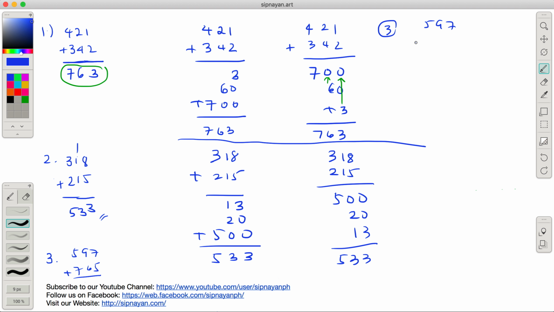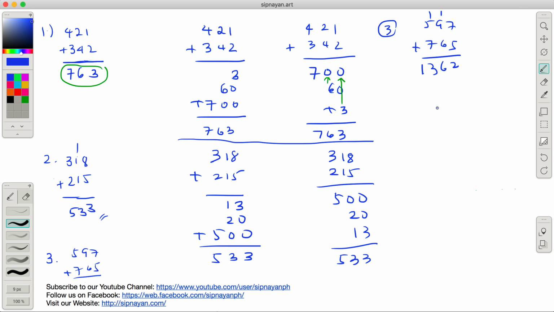And for our last example, we have 597 plus 765. So, using our method, we have 12, carry 1, 16, carry 1. This is 6 plus 7, 13. 1,362. Pero kung gagamitin natin itong pangatlong method natin, hindi na natin ito gagawin. Exercise nyo na yung pangalawa.